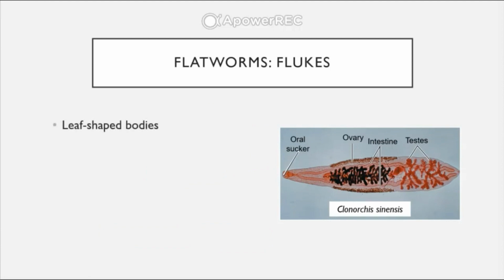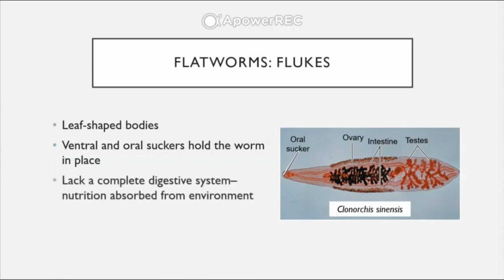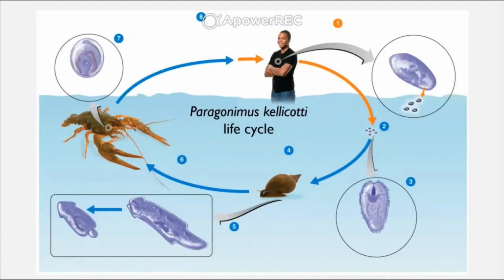They have leaf-shaped bodies, and they have ventral and oral suckers that hold the worm in place, seen in this Chloronychus sinensis, which is also known as the good old Chinese liver fluke. They lack a complete digestive system, and so nutrients are absorbed from the environment. Flukes have a highly complex life cycle.